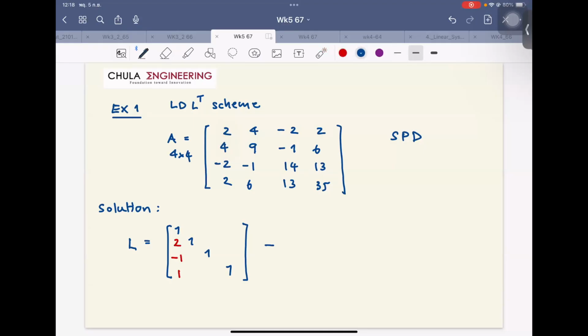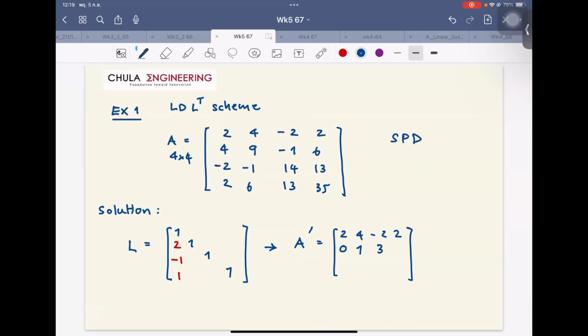And we can find A prime. The first row stays the same. For the second row, we multiply the first row by -2 and then add to the second row. So we have 0, because 4 minus 2 times 2. Now the multiplier, multiply this and subtract from 4. The 0, and then multiply 2, 8, subtract 9, we get 1. And -2 multiply by -4, subtract, will be positive. 4 subtract by 1 is 3. And 6 subtract by 4 is 2.